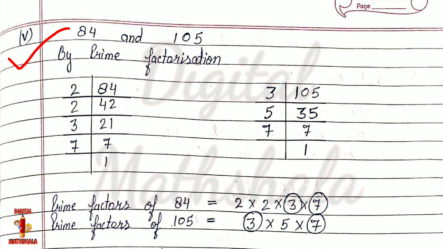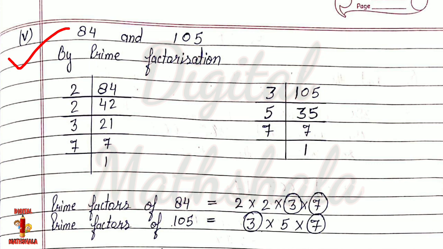So here you can see that 105 is not an even number, we will divide by 3, and then we will have 35 after division. Here 35 is not divisible by 3 because its sum is 8 and which is not divisible by 3. So now we will move to the next prime factor, that is 5.